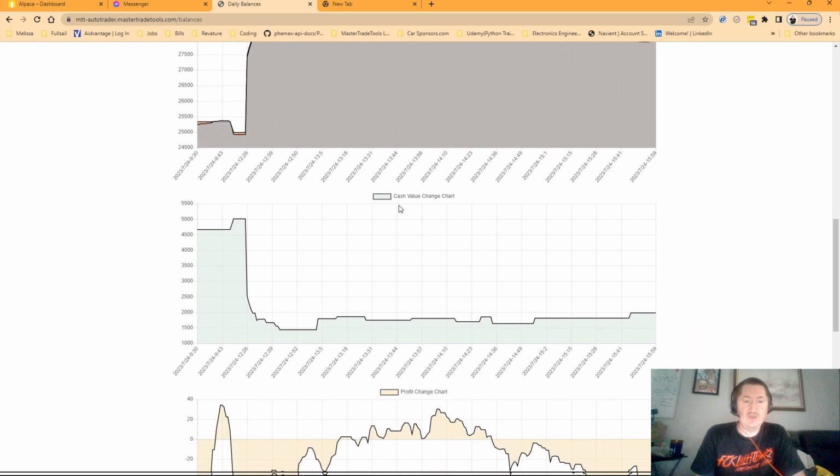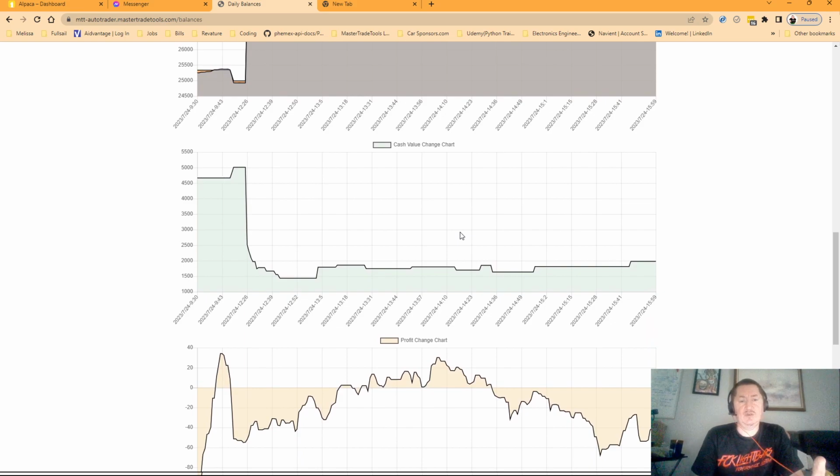I'll go over those. The cash value change chart is the trade account balance that you have in your account as cash, not in current positions, not in positions that are currently open. Once a position closes, it goes back into that cash value change chart, which is why you've seen here that this has sold some positions today, and then it's also bought some throughout the day.